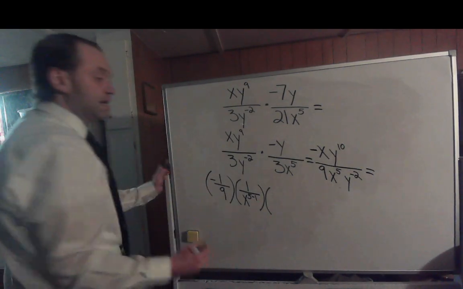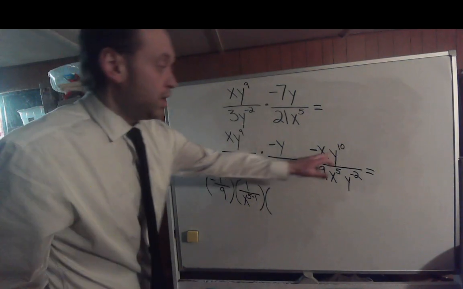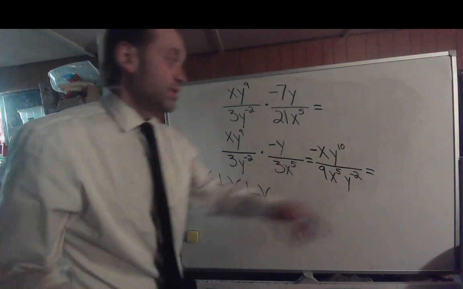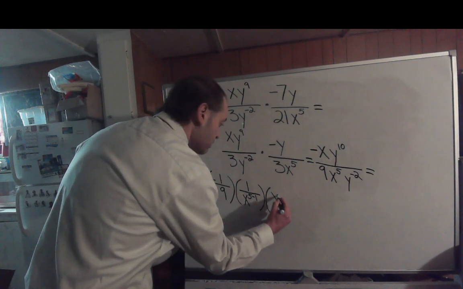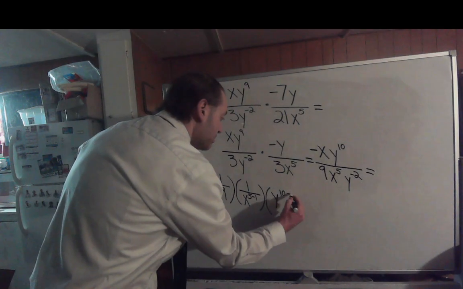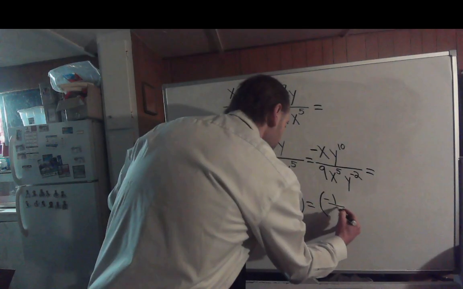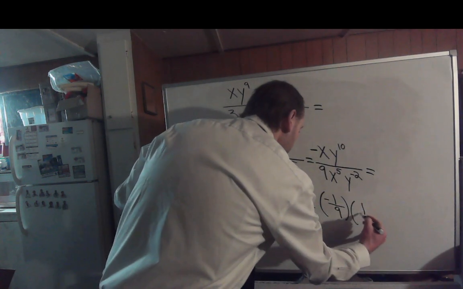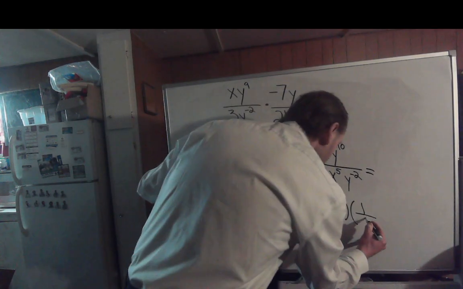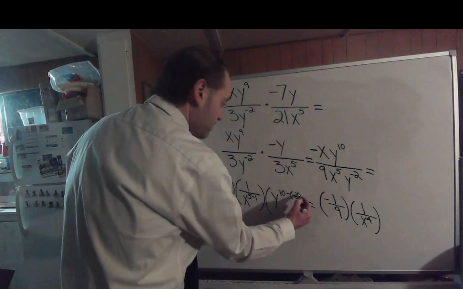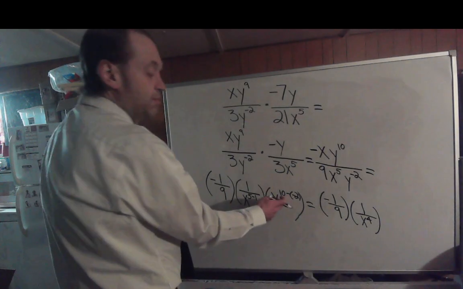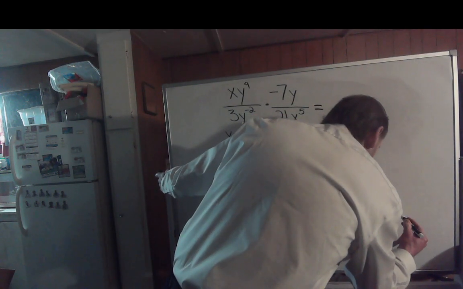That quantity times, now for your y's, the power in the numerator is greater than that of the denominator, so this would be y to the 10 minus negative 2. Well, this is going to simplify into negative 1/9 times the quantity of 1 over x to the 4th. And then you have y to the 10 minus negative 2 turns into y to the 10 plus 2, which would just be y to the 12.